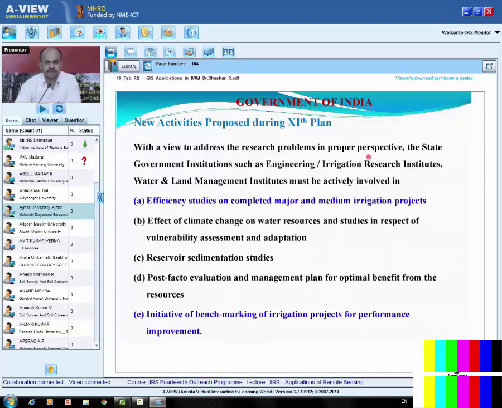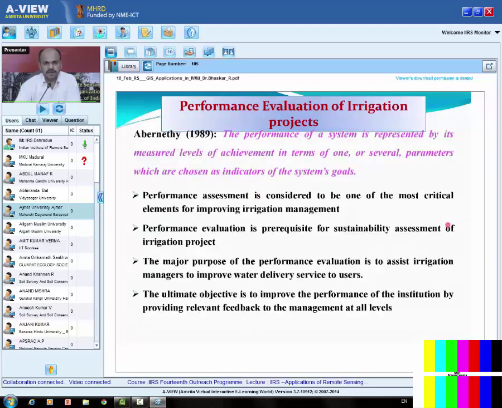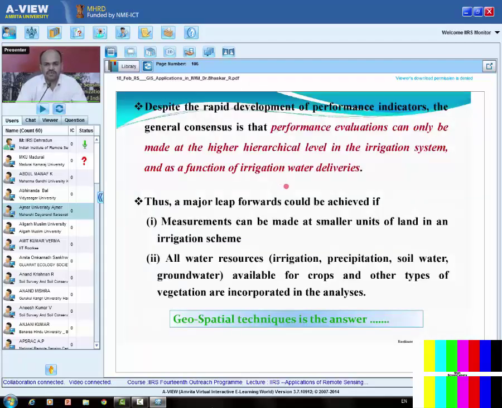As we can see, the national activities proposed in the 11th plan clearly identify the efficiency study on completed major and medium irrigation projects and benchmarking of those projects based on their performance improvement. So the performance assessment of irrigation projects is the only way out. We need to know at what level my project is performing. And to know the performance of my project, there is no other solution but remote sensing and GIS approach, because performance of a project needs to be analyzed at different levels.